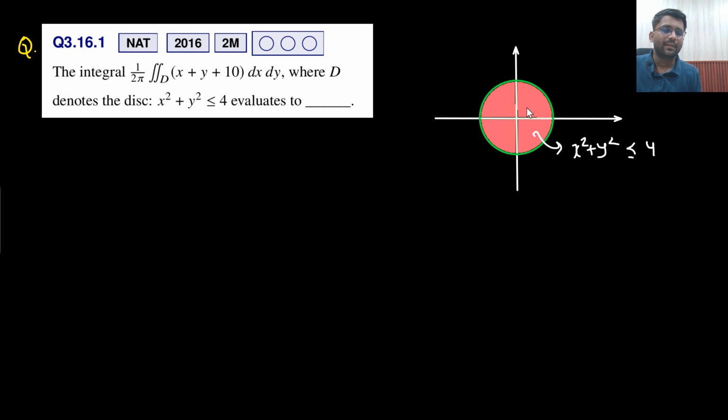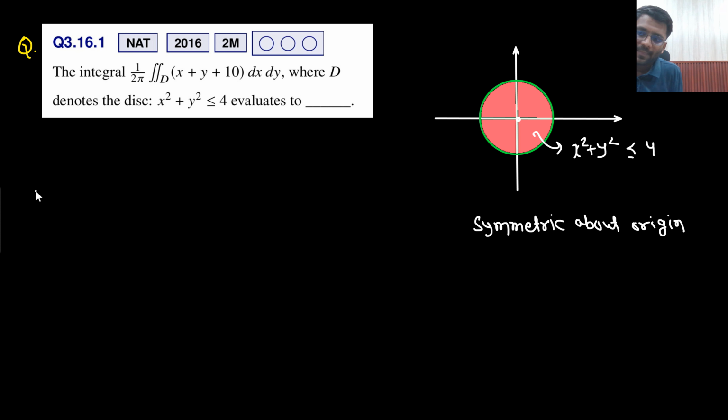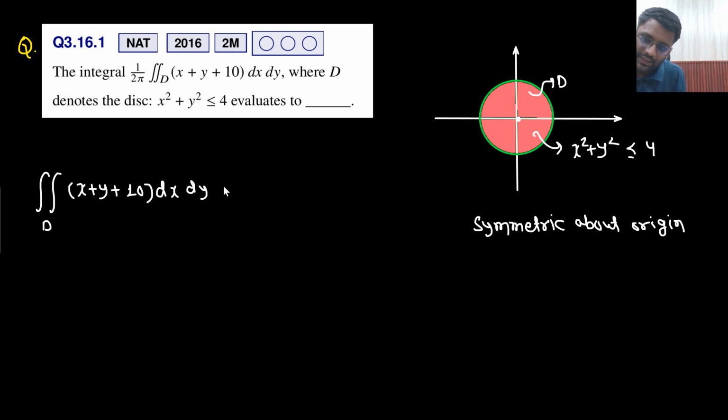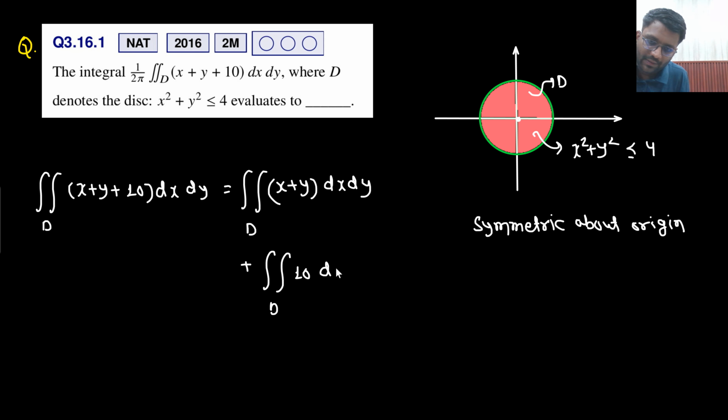And what do you know? It is symmetric about origin. So let's keep 1 by 2 pi as it is; I will add 1 by 2 pi later on. This is the region R, denoted by D here. So the integral over D of x plus y plus tan dx dy. What I will do is take this x plus y aside: double integral of x plus y dx dy, plus the double integral of tan dx dy.